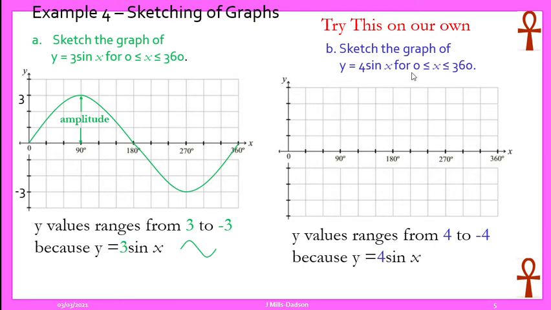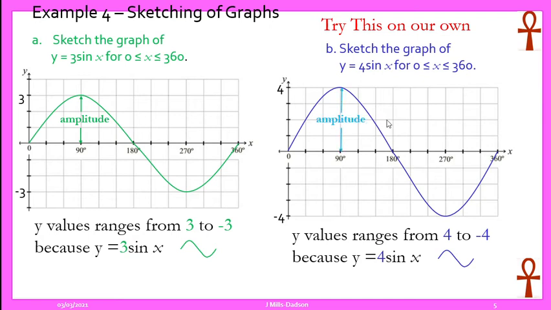Now, pause and see if you can do this yourself. The values range from 4 to -4 because there is 4 in front of sine x. The sine graph, you know, looks like this. Now you sketch. This is what you have. We're going to go in depth more about transforming trig graphs. This is just a brief lesson about the nature of sine and cosine graphs.